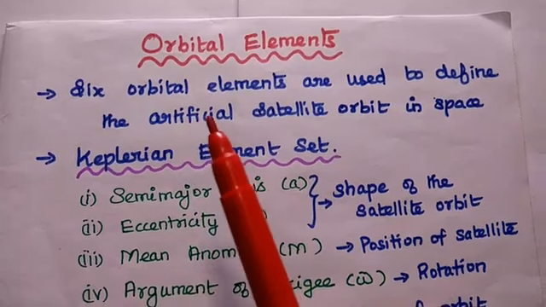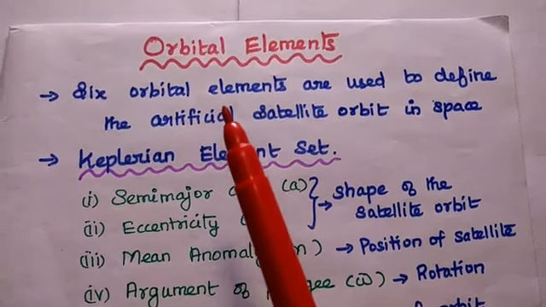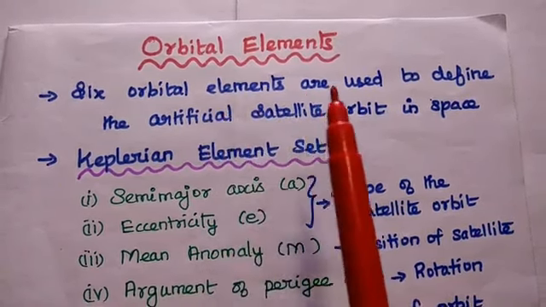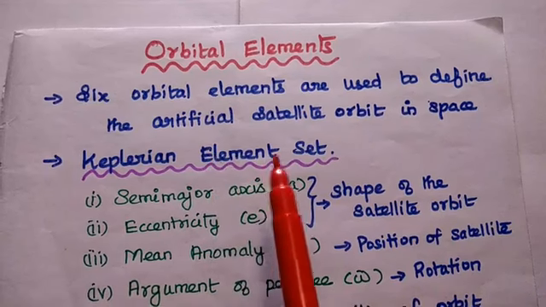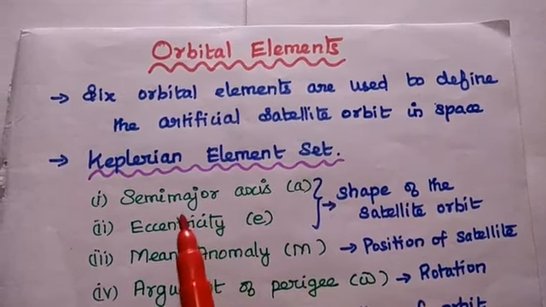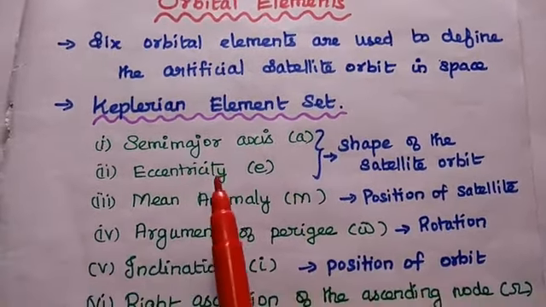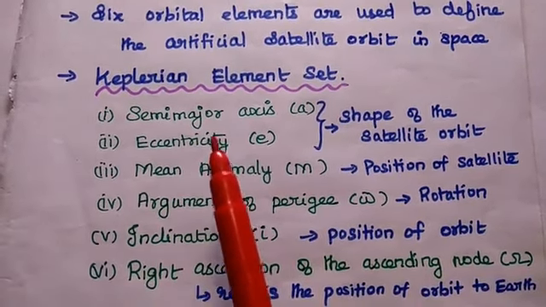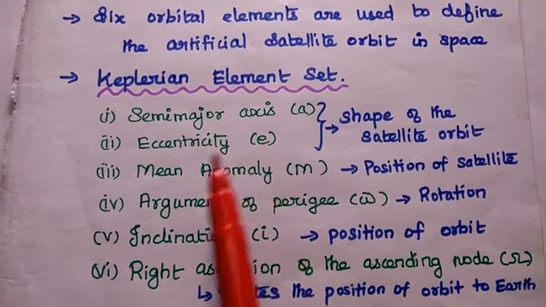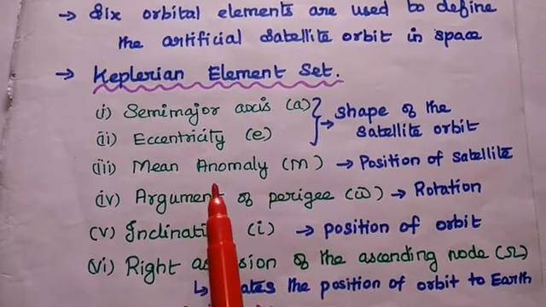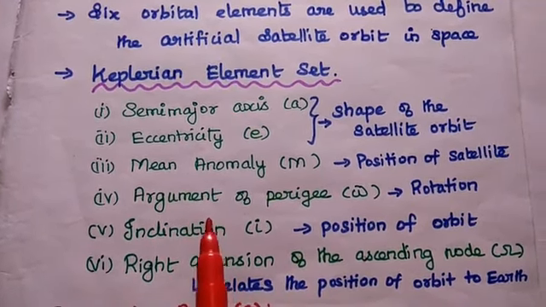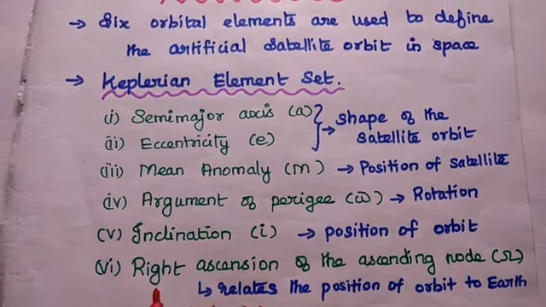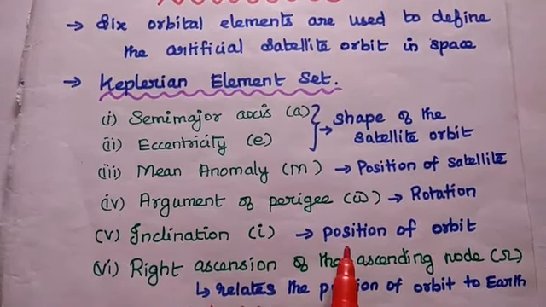Dear students, now we are going to discuss orbital elements in satellite communication. There are 6 orbital elements used to define the artificial satellite orbit in space. These elements are also called as Keplerian element set. The elements are semi-major axis, eccentricity, mean anomaly, argument of perigee, inclination, and right ascension of the ascending node.